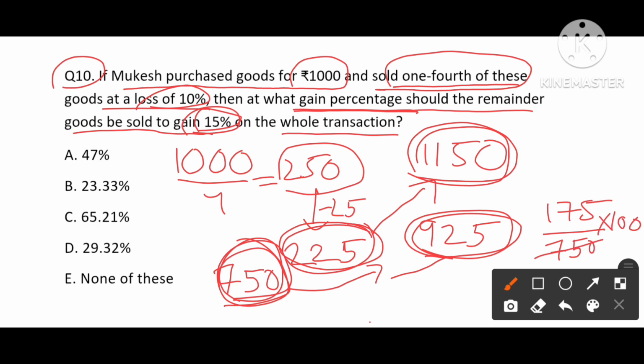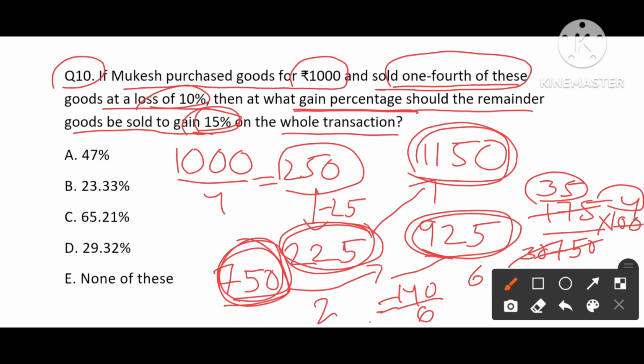So 25 3 times 30, 25 4 times 100, 5 7 times 35, 5 6 times 30. So we get 35 into 4, which will be 140. 140 divided by 6. So 6 2 times will be 12. And we are left with 20, so 3 times is 18, and again 3 times. So we get 23.33%. Option B is our answer.